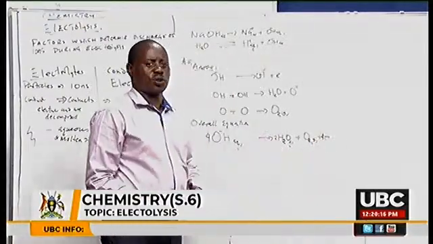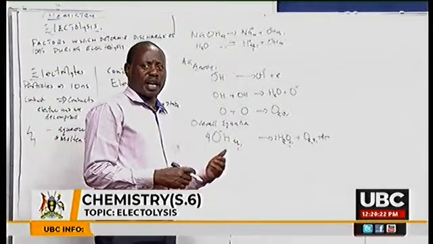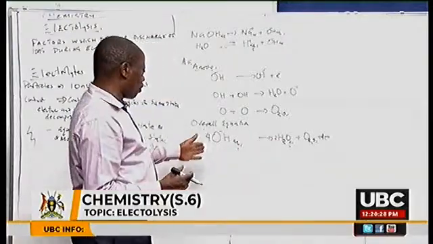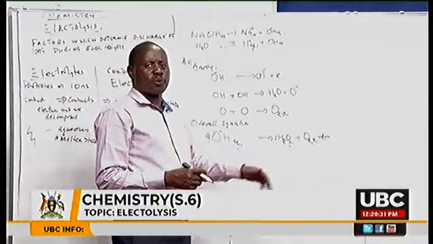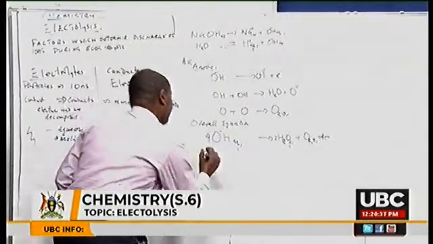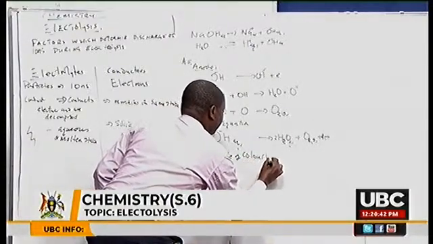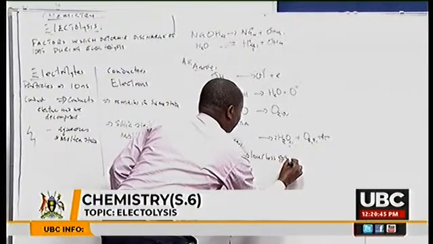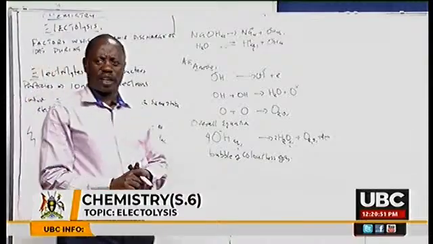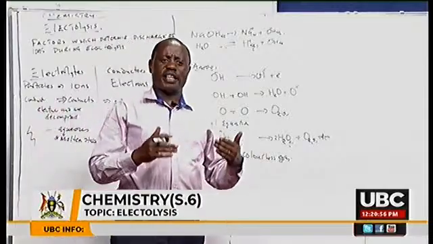And that is the balanced equation to show the product formed, the equation that took place at the anode: 4 moles of hydroxyl ions decomposed to form 2 moles of water and 1 mole of oxygen. And the observation: we shall see bubbles of colorless gas when you electrolyze that one. Now, after seeing bubbles of colorless gas, we can also look at, remember, the pH.